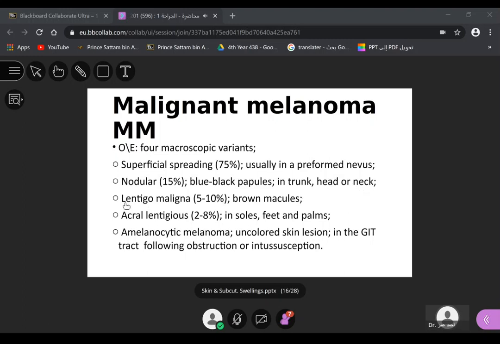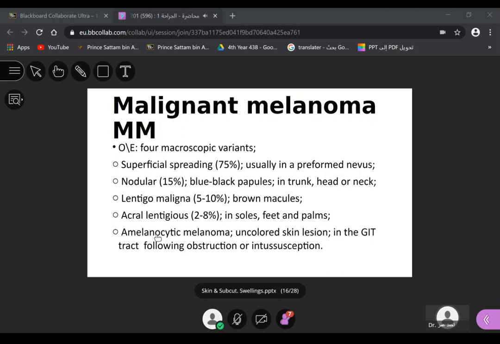The third type is known as lentigo maligna, accounting for 5 to 10%, usually giving rise to macules. And the acral type, which characteristically happens in the soles, feet and palms, accounts for only 2 to 8%. So any blackish swelling in the soles or palms can be a malignant melanoma, and the type is usually acral.